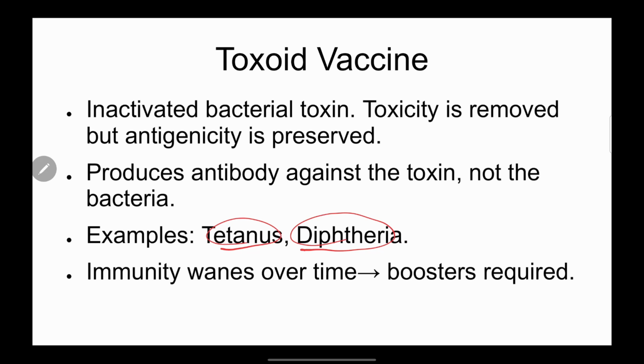These toxoid vaccines require boosters, with the same concept, because the immunity wanes over time as you are producing an immune response against the toxin, not the bacteria itself.